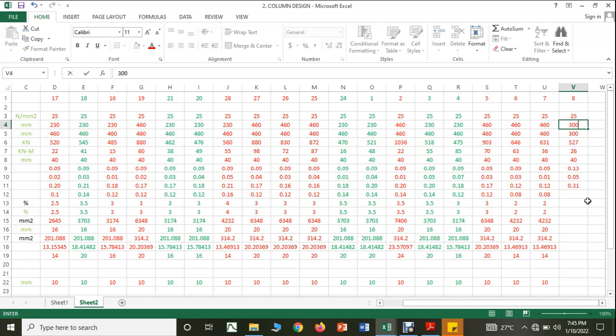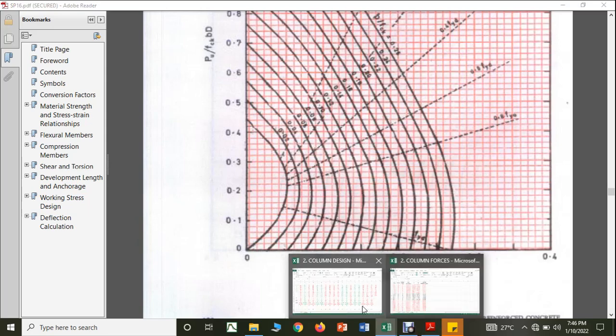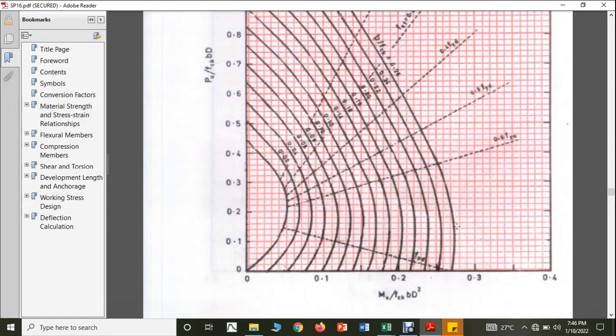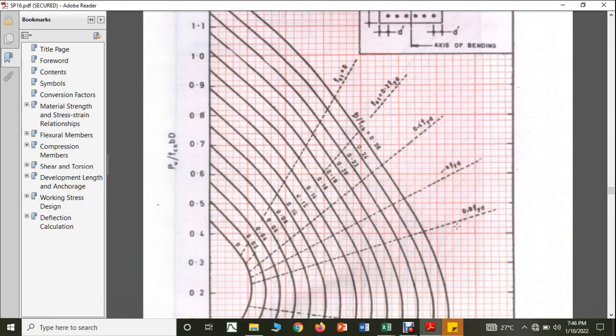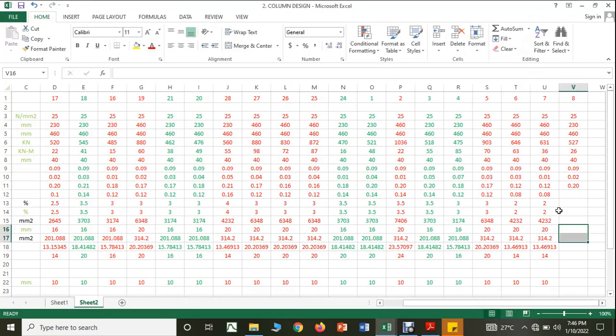300 by 300 column. If I make it as 0.23, then let us make this same as 230 and 460. Then it becomes 0.20 and 0.02. Okay, 0.20 and 0.02, which comes out to be 0.14%. Okay, manageable, 0.14. So therefore you will get 3.5. I'm going to maintain 3.5.